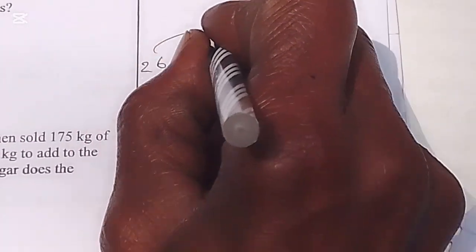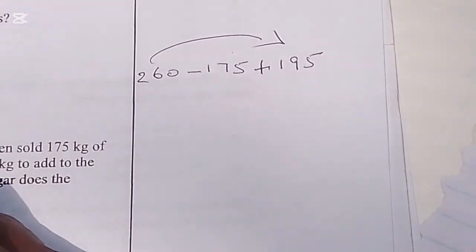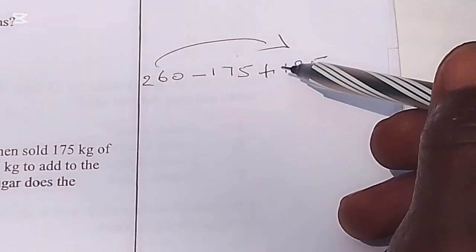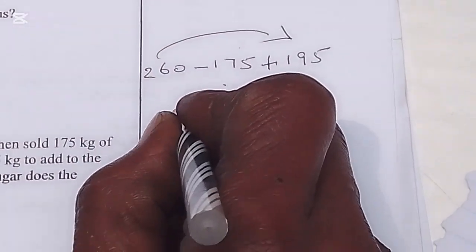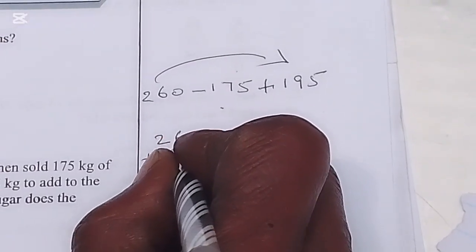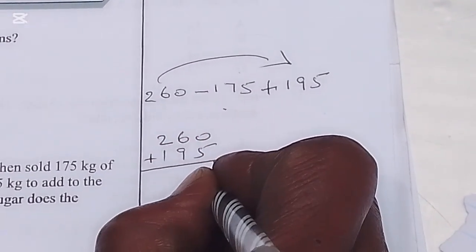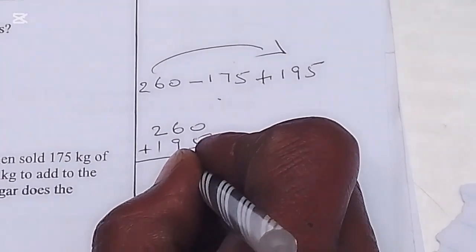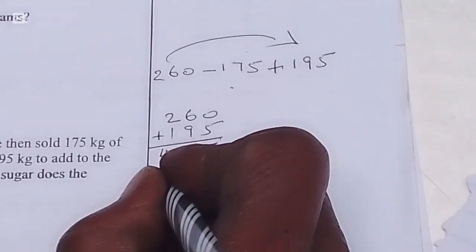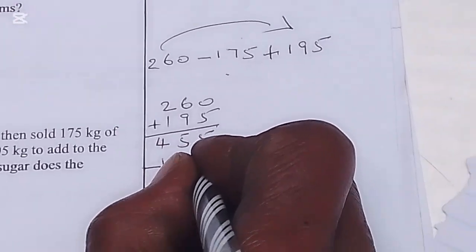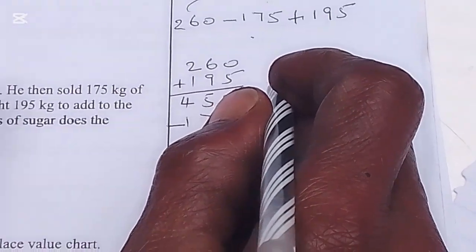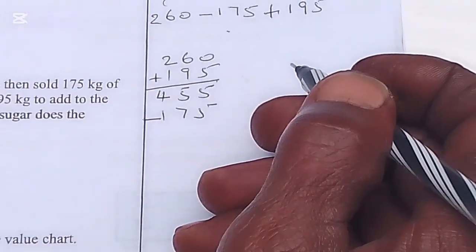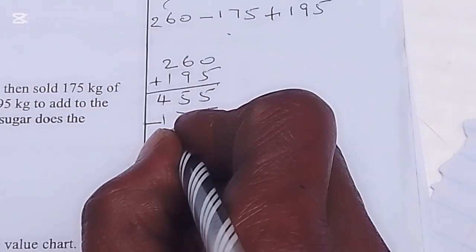Now, you can use the short way like that. That is addition, then subtraction. So this is 260 plus 195. You have 5, 15, carry 1, 4. Then you subtract 175. And you get 280.